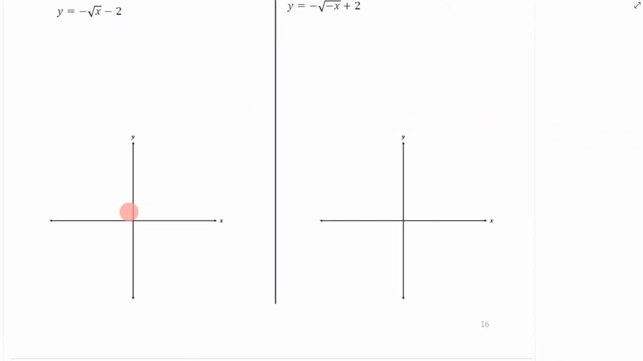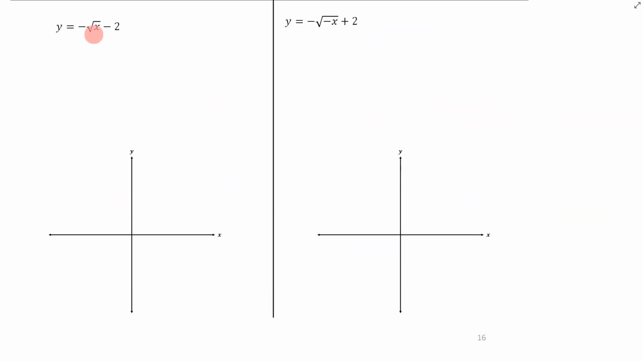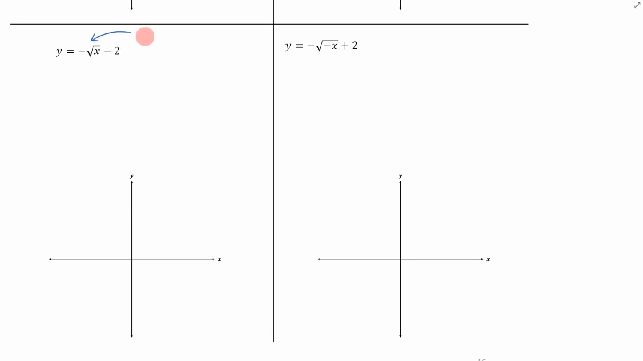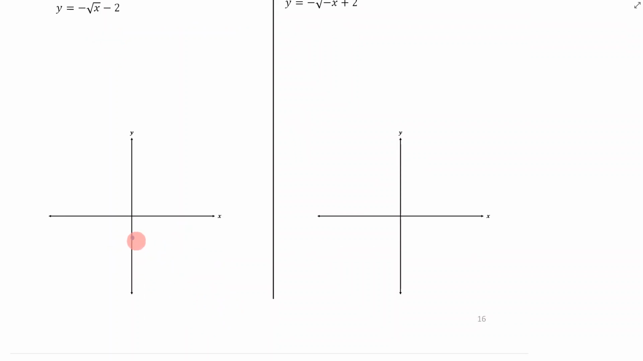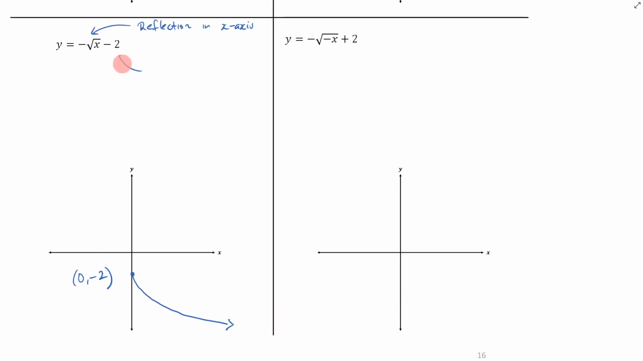Well, now we've got these graphs here. This has a negative out the front, and we know that when we have a negative out the front, it's going to cause a reflection, and this is one we've seen before, a reflection in the x-axis. So that means it's not looking like this, instead it's looking like that. And then we've got a -2, so that means we're going to move it 2 down. So it's going to look like that. This is going to be the point 0, -2. So reflection in the x-axis there, and then we've got a translation down.